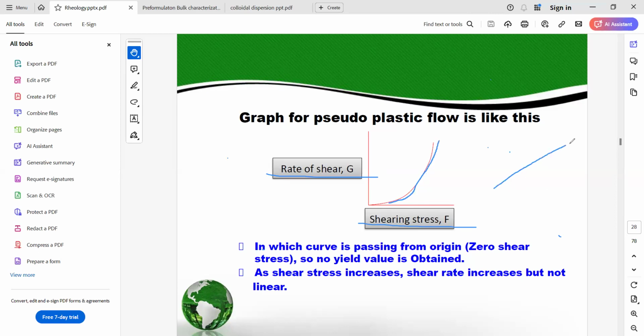A linear relationship means a straight line, directly increasing, but it's not increasing in a straight-line manner. As you increase the shearing stress, the rate of shear is also increasing, but not directly; it's not a straight-line way. So this is the rheogram. The previous one was the viscogram. Remember all viscograms and rheograms, very important.